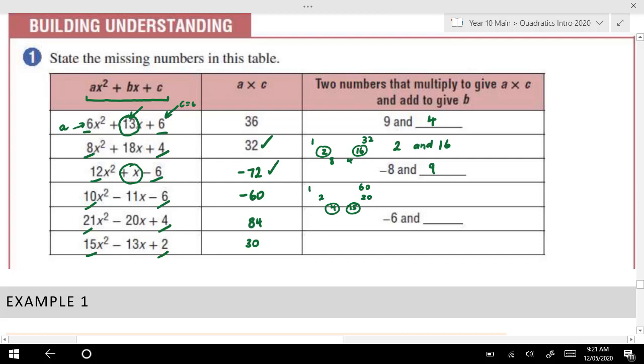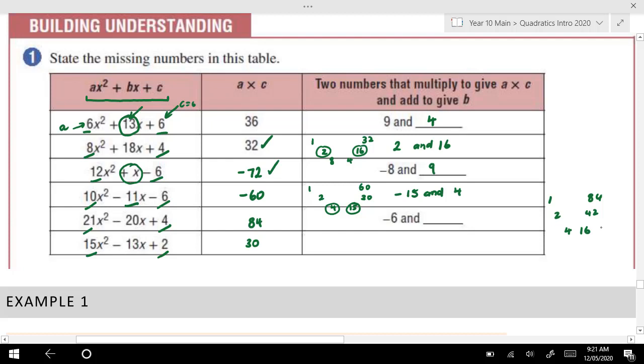As you can see, we've got a negative value. So that means we have to use minus 15 and positive 4, because if I add 4 to negative 15, I'm going to get my middle term, which is minus 11. We'll keep going. 84. Well, we want to get minus 20. We could go 1 and 84, we could go 2 times 42, and as it turns out, we could go 4 times 16 is 84.